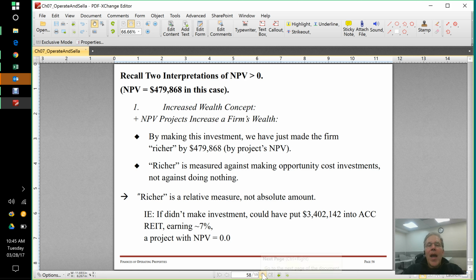Okay. And we can say a little bit more about NPV. There are a couple of interpretations of the NPV. The first thing we can say, using the increased wealth concept, is that by making this investment, we've just made the firm richer by about $480,000. And richer is measured against doing something like buying shares of ACC, not against doing nothing. In other words, richer is measured against making an opportunity cost of capital investment instead, not doing nothing.